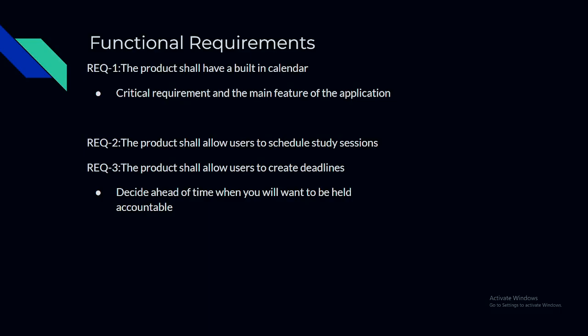3 of our most important functional requirements were requirement 1, that the product shall have a built-in calendar. This is a critical requirement and is the main feature of the application. Requirement 2 is that the product shall allow users to schedule study sessions. Requirement 3 is that the product shall allow users to create deadlines for exams and study sessions. This is to allow users to decide ahead of time when they would like to be held accountable.